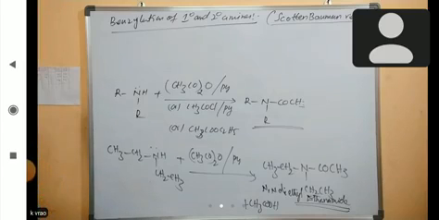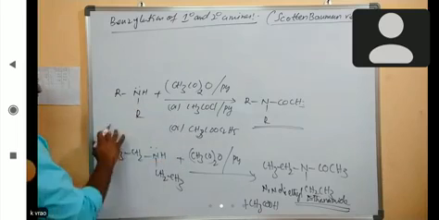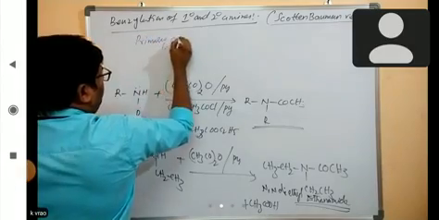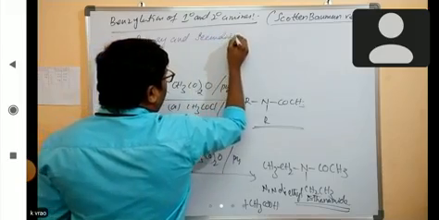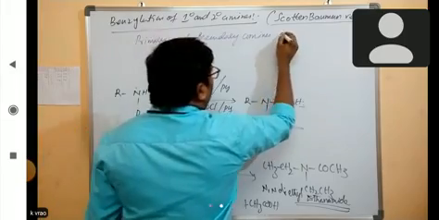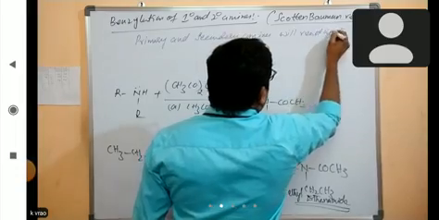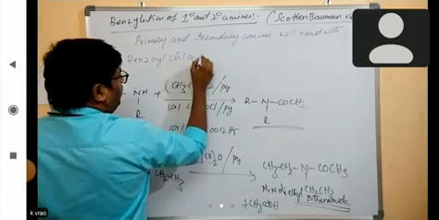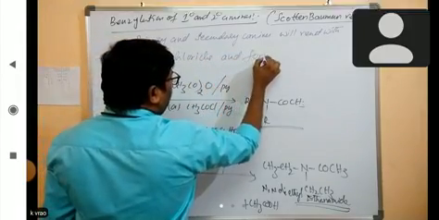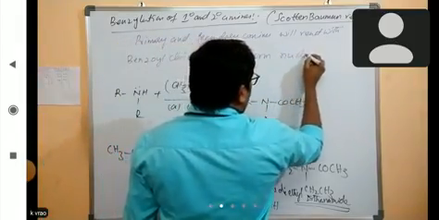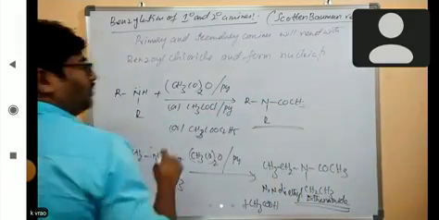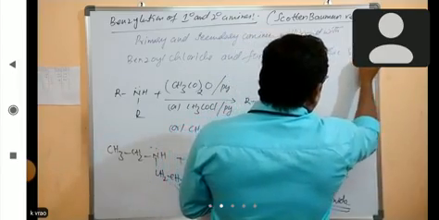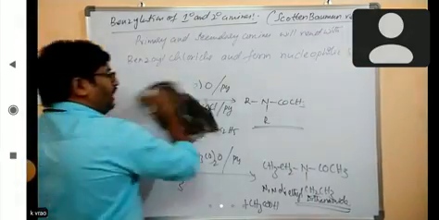Same method here. Primary amines, either aromatic amines or aliphatic amines, and secondary amines will react with benzoyl chloride and form nucleophilic substitution products.